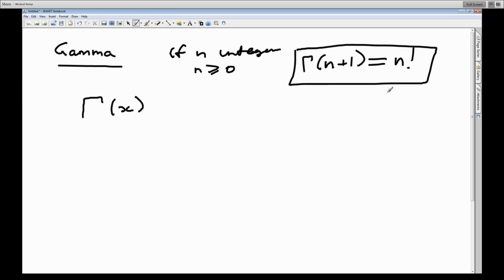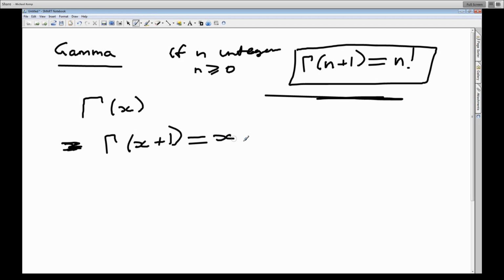So for our purposes, we can try to extend the definition to as many real numbers as we can. And so a key relationship, if it's got to match this one here, is that gamma of x plus 1 is equal to x gamma x. That's a sort of key property. So therefore you get that sort of factorial property coming up. So that's an important one.